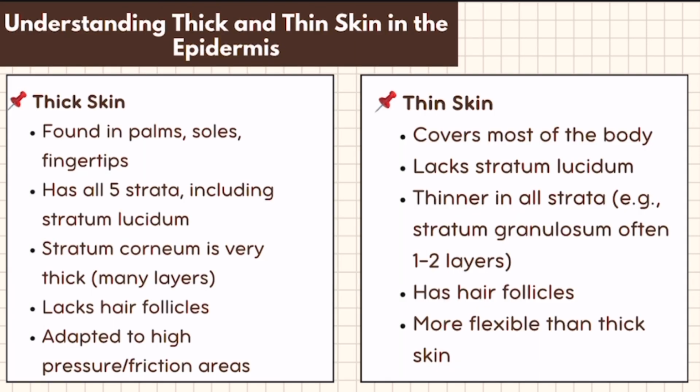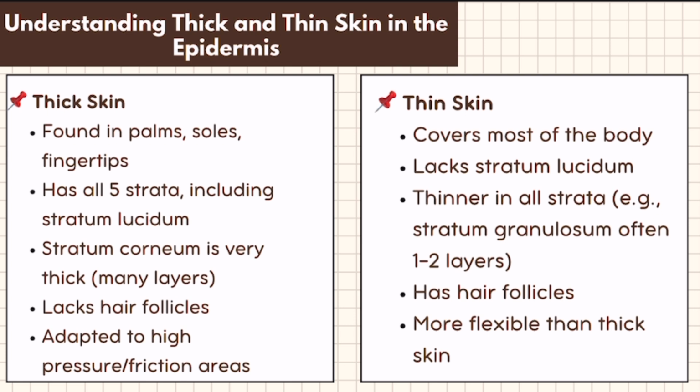Thick and thin skin differ because thick skin is found in the palms, soles, and fingertips of our body. It has all 5 strata, including the stratum lucidum, which I discussed a while ago. The stratum lucidum is only found in thick skin.